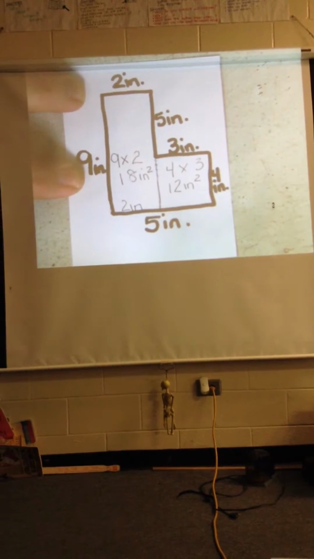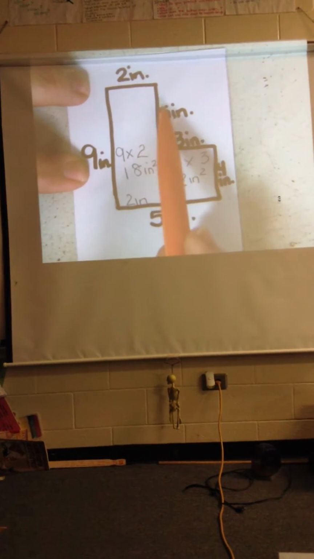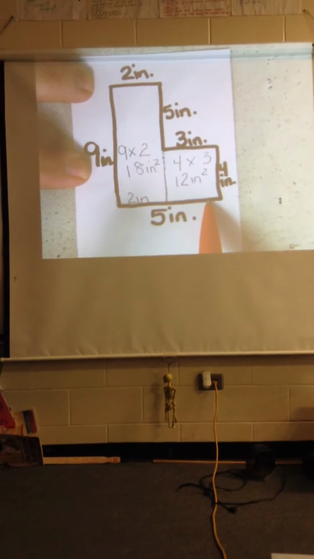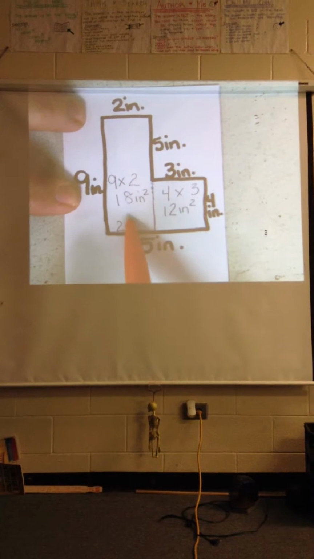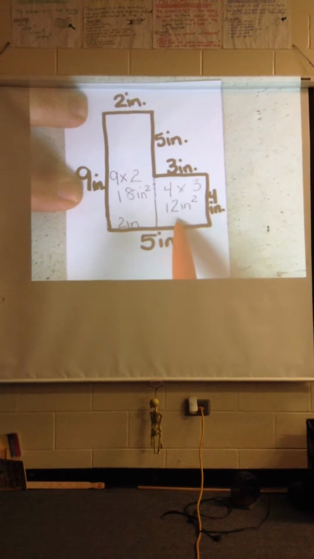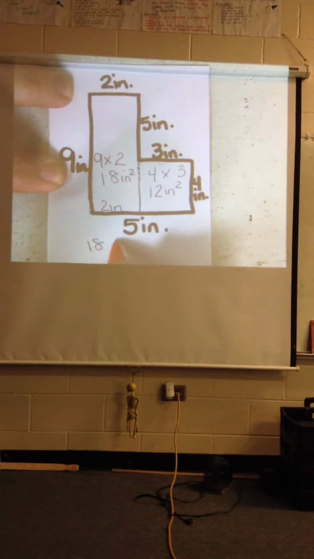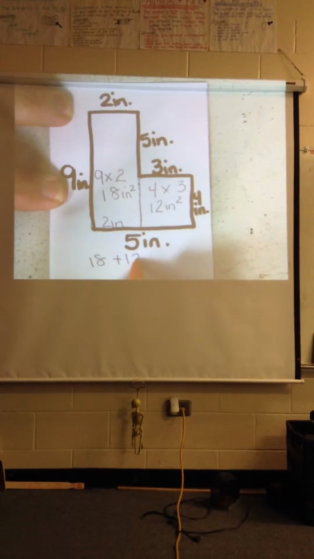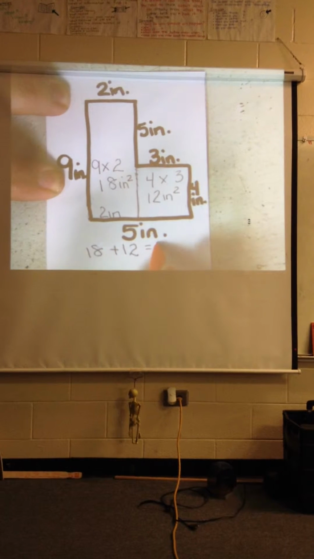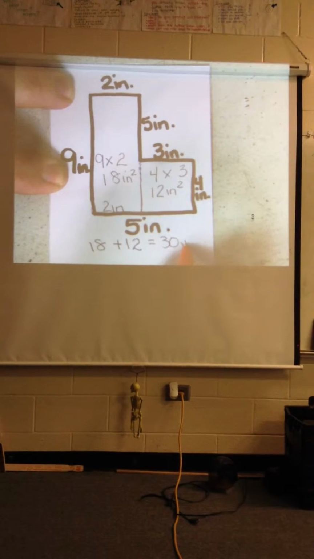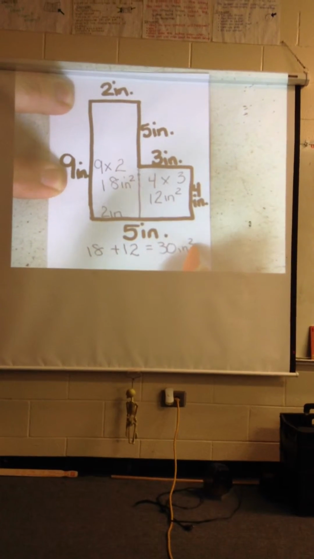But I'm not done. I want to know the area of the entire figure. That means I need to add the area of this rectangle with the area of this rectangle. So 18 plus 12 equals 30 inches squared.